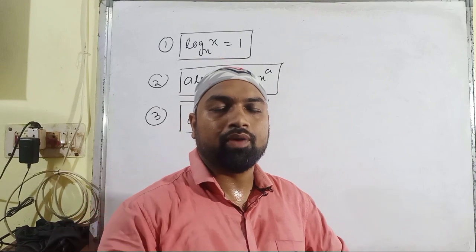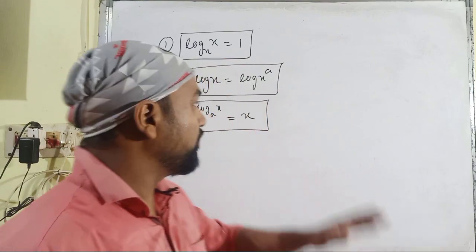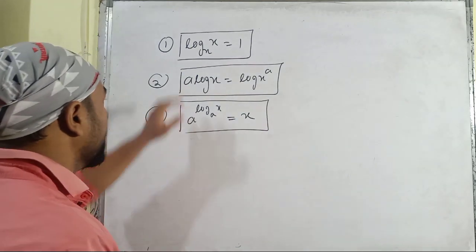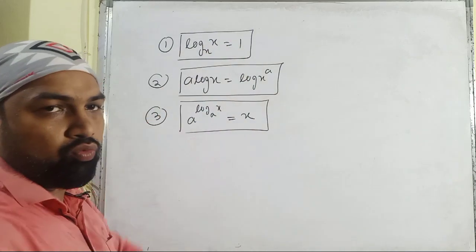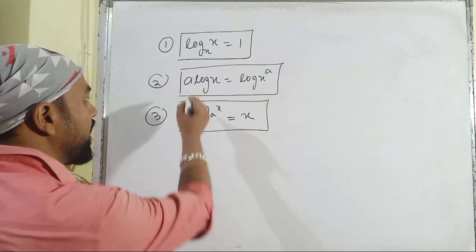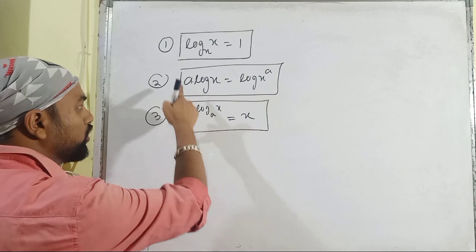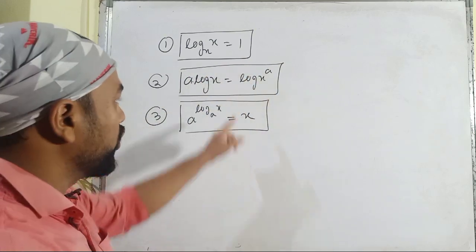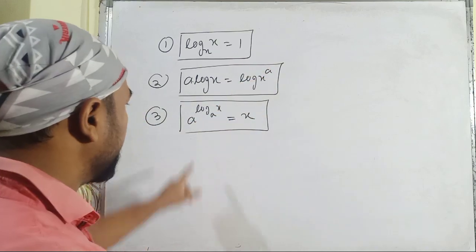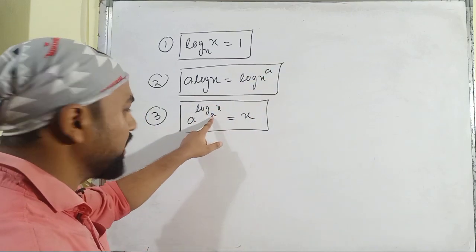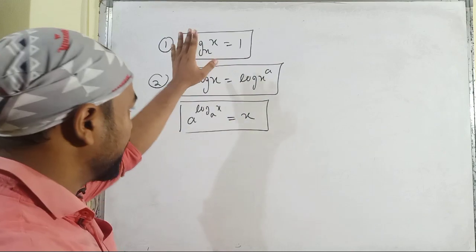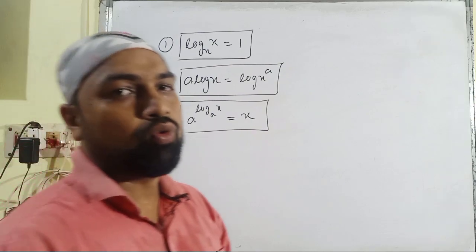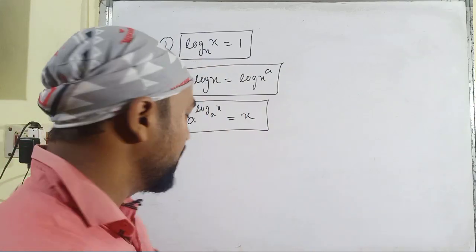Before going to the problem number 15, 16 and onwards, first of all you have to remember these three properties of the topic logarithm. Log x with base x is equal to 1. A multiplied with log x, then the value a will be carried as the power of x, so it will be log x to the power a. Then a to the power log x with base a is again x. So first of all you have to remember these three properties from the topic logarithm. Then you have to proceed towards the problem number 15, 16 and onwards.